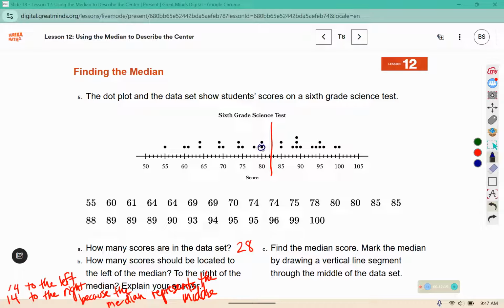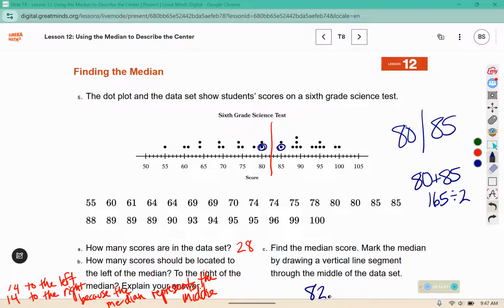Our points here are on 80, and the points here are on 85. So what's in between 80 and 85? If you're not sure, you can find the average, or the mean, of those two numbers by adding them up and dividing by 2, just like you would to find the mean. And that gives us 82 and a half as our median. And then it says mark the median by drawing the vertical line segment through the middle of the data set. So 81, 82 and a half.